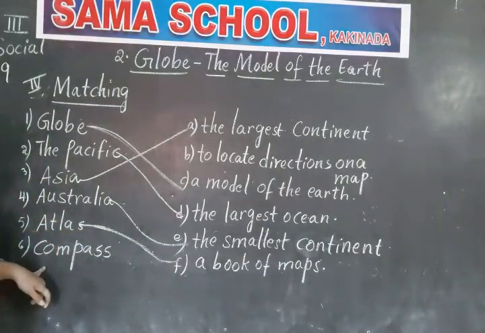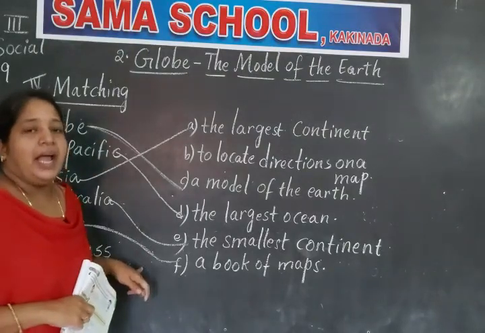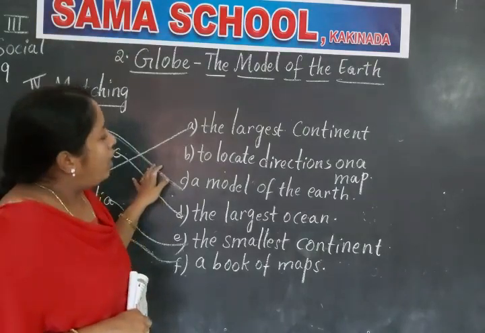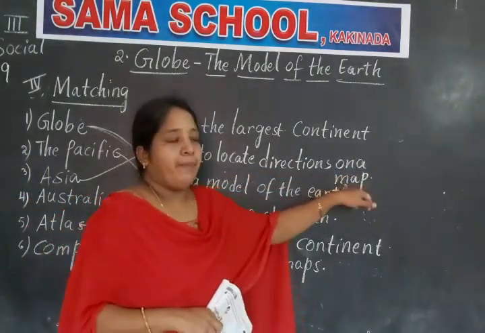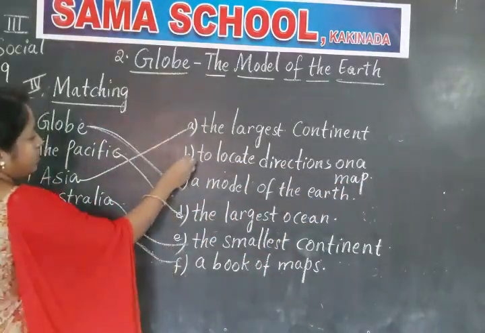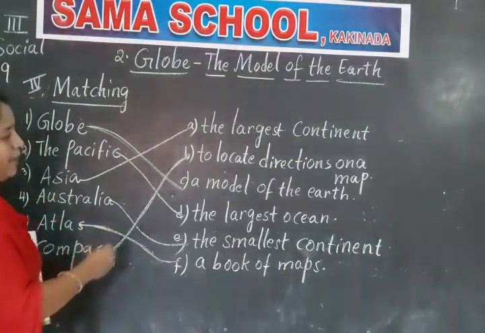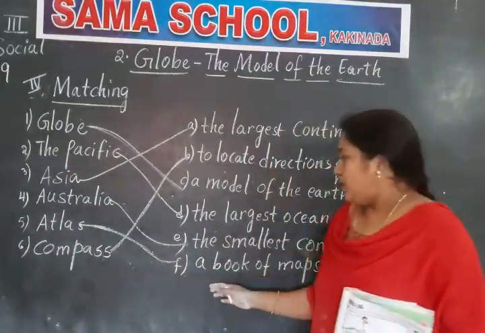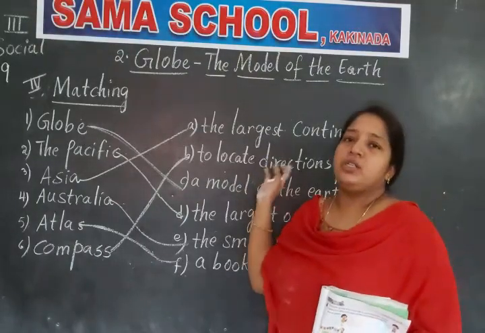Comes to the last one, that is compass. On the map you find this compass, and with the help of this compass we can easily locate the directions on the map. So, to locate directions on a map. That is the use of the compass. On every map you will find this compass. This compass is used to locate the directions on a map.